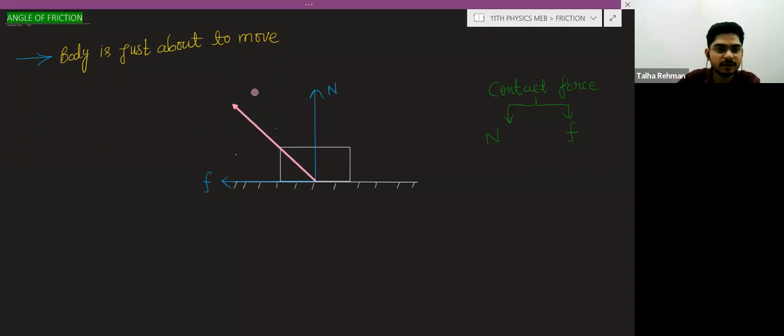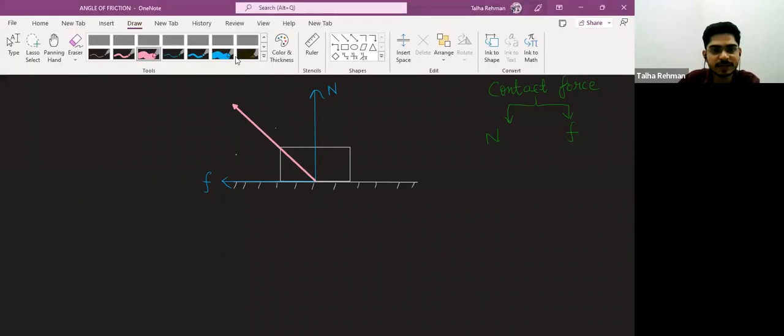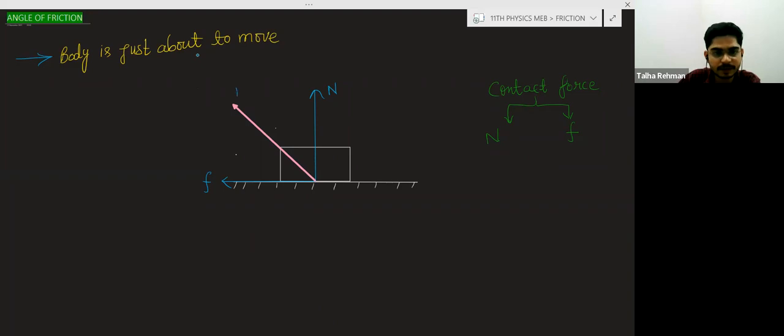This will be the resultant of the normal reaction and the friction force. So what is R? R is the resultant.